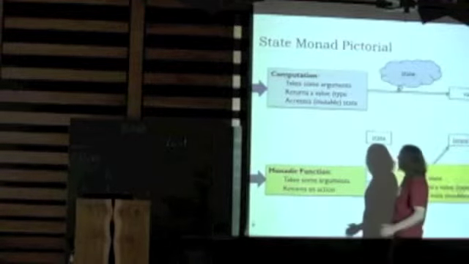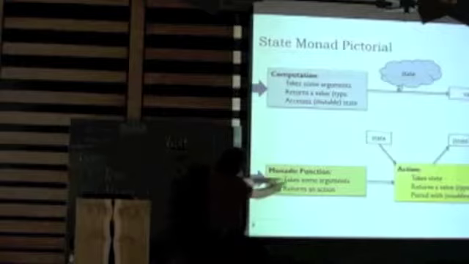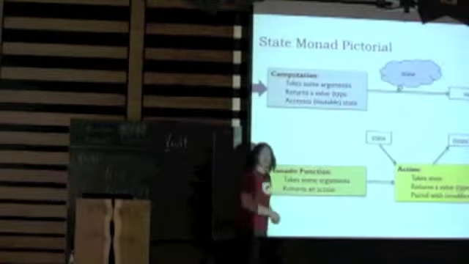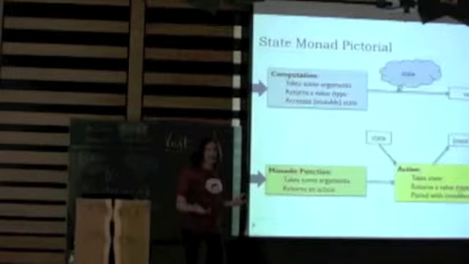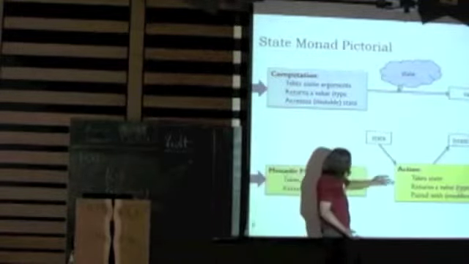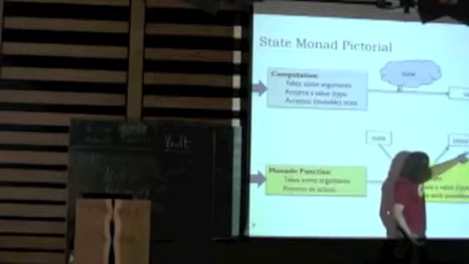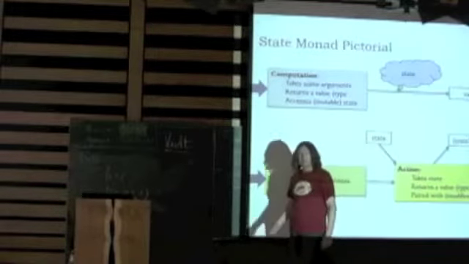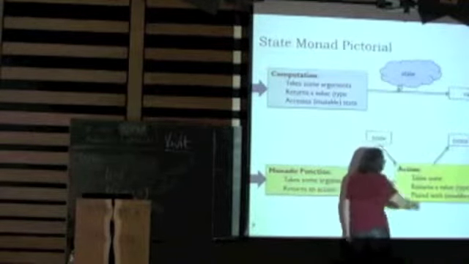Now we split it in this way. We turn this computation into a monadic function. This monadic function takes some arguments, the same arguments as the computation. But it returns an enriched thing called an action. It doesn't return a value. It returns a function, and this is the action. The action that's returned by this takes a state and returns a value of type A, plus it returns the modified state. So the state transformation is done here by the action.